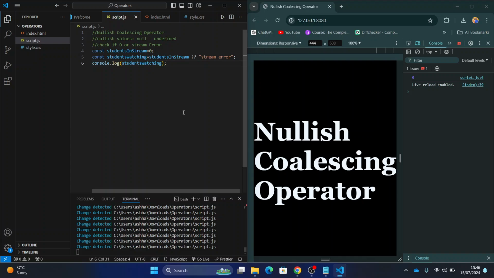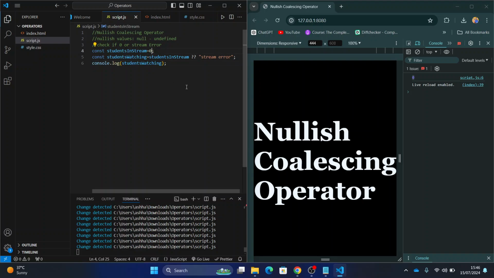Now we are using here the Nullish Coalescing operator, checking if there are students in stream. So actually there are students, so it should print 0 because here 0 is not a nullish value, because nullish values were null and undefined. So it should be printing what? The left hand side operand, which is 0.